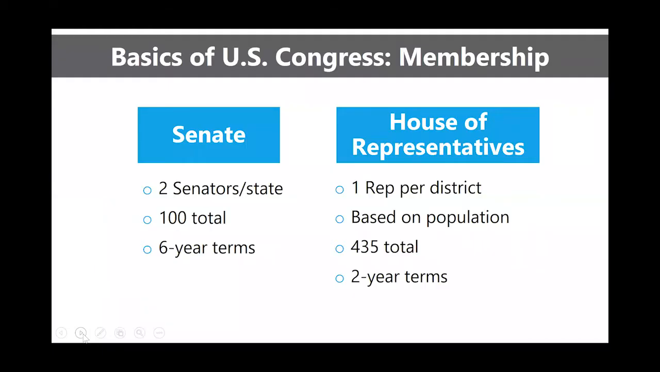So now on to the basics of the U.S. Congress. Let's begin with talking about membership. The U.S. Congress has two chambers. They're known as the Senate and the House of Representatives. Each state has two senators serving 6-year terms for 100 senators total. In the House of Representatives, one representative from each district, of which there are 435, and they serve 2-year terms. The number of representatives for a state is determined by population. So in total, there are 435 representatives and 100 senators for 535 members of Congress total.